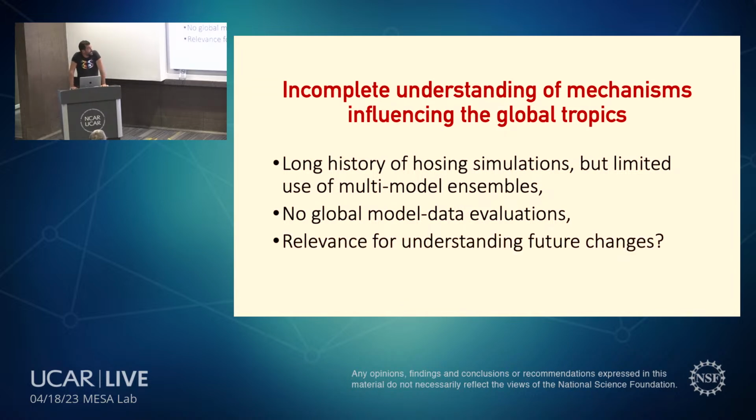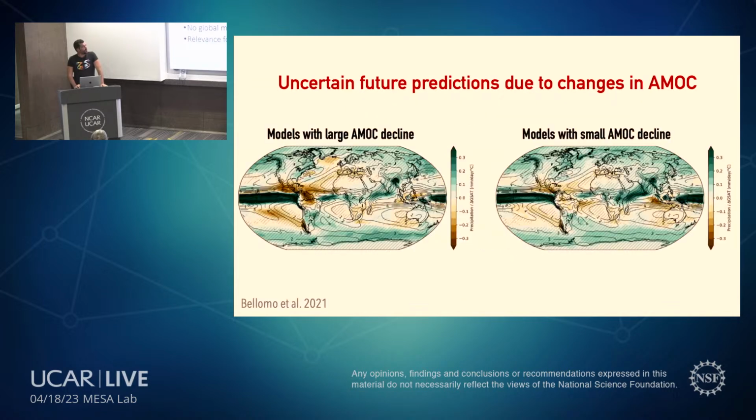And the last thing is, there's also very little understanding of how these responses are relevant for understanding future changes. We know the AMOC could collapse in a warming climate. How would these mechanisms that applied to the past work in the future? So I really like this study by Katinka Bellomo, very recent, in which they analyze future projections and stratify them by the magnitude of the AMOC decline.